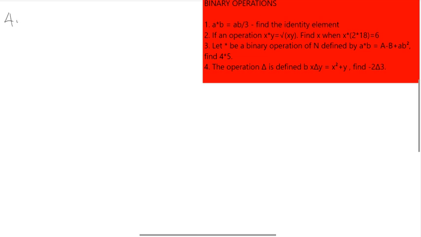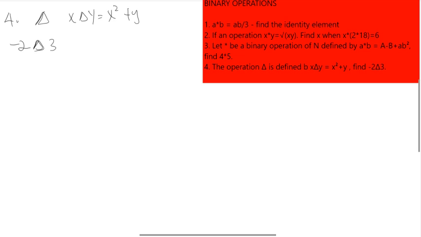For question 4, the operation is defined by this triangle: x triangle y is equal to x squared plus y. They said we should find minus 2 delta 3. Minus 2 delta 3, right?